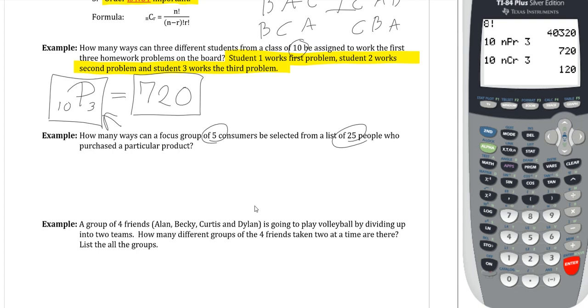Well, in this case, I don't have any indication given to me that the individuals selected are getting any different treatment. They're all just being interviewed, or they're being put into a focus group for this product. Therefore, because there is no indication of order, we are going to consider this a combination. And it's going to be a combination where we select 5 of the 25 people, we're going to take 5 of them. Sometimes this is even read as 25 choose 5.